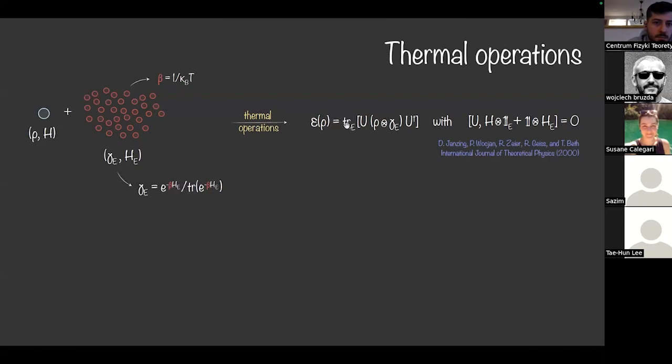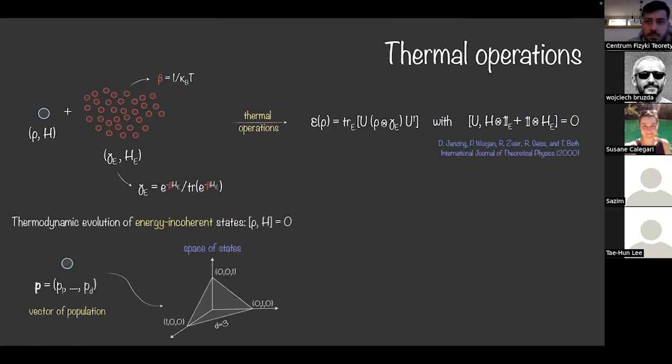Although I started quite general, I'm going to reduce this generality by considering the evolution of energy incoherent states. What does that mean? It means that the states under consideration are such that they commute with the Hamiltonian, so they are diagonal in the energy eigenbasis. This means that they can be described by a vector of populations. And if the state under consideration is finite and its dimension is D, this implies that this state is completely described by a D-dimensional probability distribution.